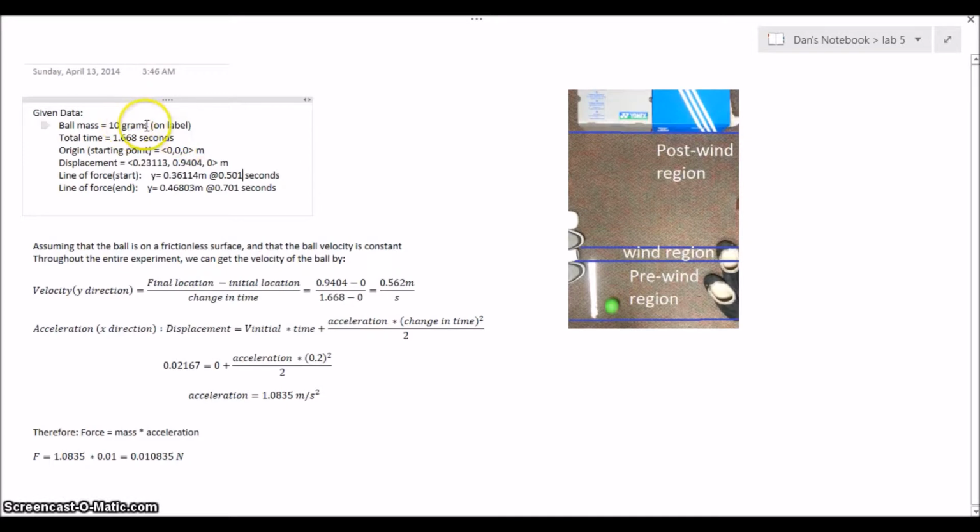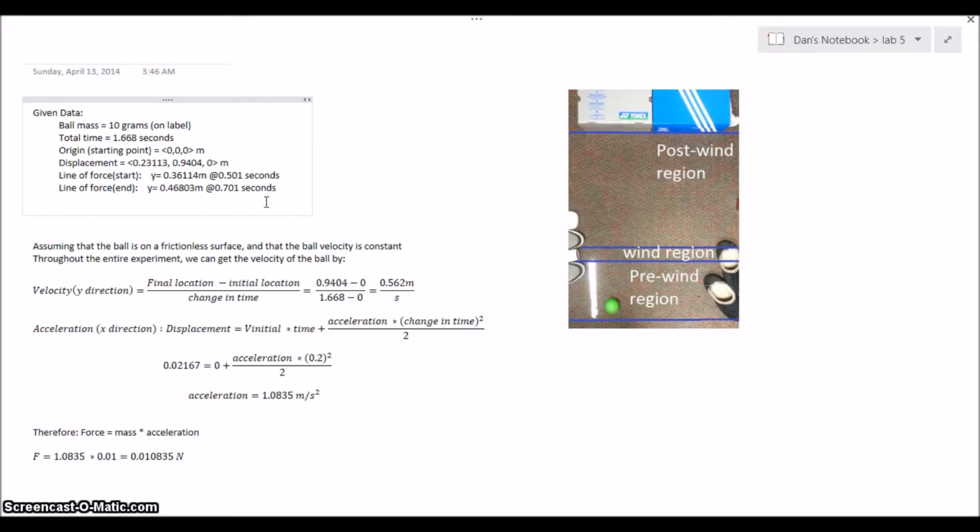Given that the mass of the ball was about 10 grams, the total time is 1.668 seconds, and the origin was at 0, 0, 0, the total displacement was 0.23 meters to the right and 0.94 meters along the y-axis, and the line of force was at 0.36114 meters, which is at 0.501 seconds, the starting line of the acceleration, and it ended at 0.46 meters at 0.71 seconds.